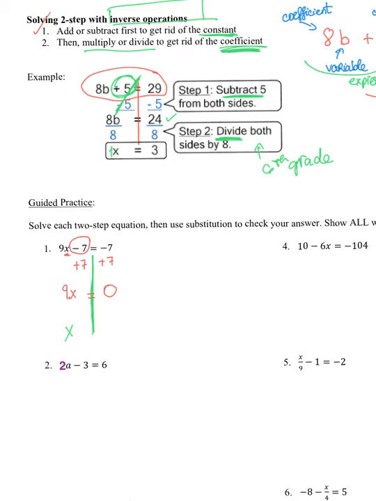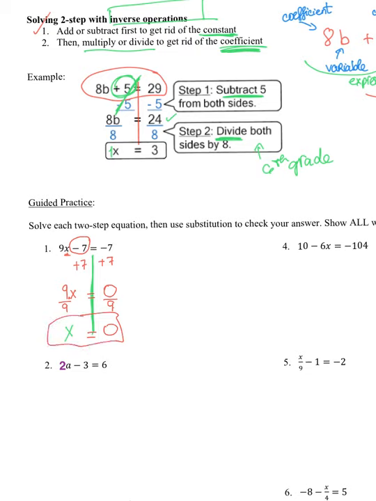So 9 times x. What is the inverse of multiplication? Division. So 9 divided by 9, and 0 divided by 9 is 0. 9 divided by 9 is 1. So x is equivalent to 0.